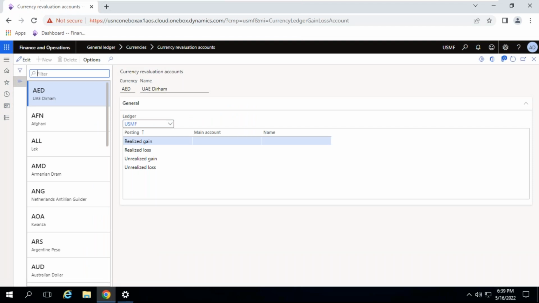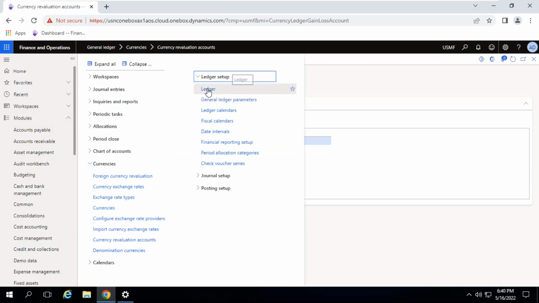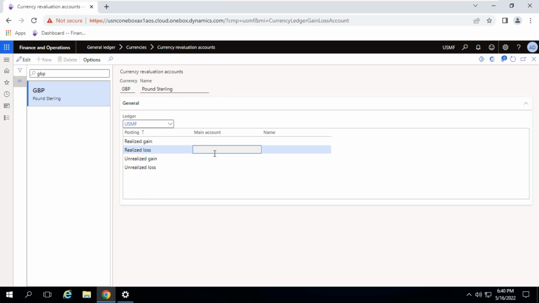Yes. Suppose if you are mapping GBP here, realized gain and loss, then while posting for that currency, only this account it will consider, not the account we mapped in the ledger. Yes, exactly right. This is the first priority. That is the second priority. That is company level, for all. This is for each currency. Suppose I want GBP exchange rate gain or loss to be posted to different accounts, you can map this.